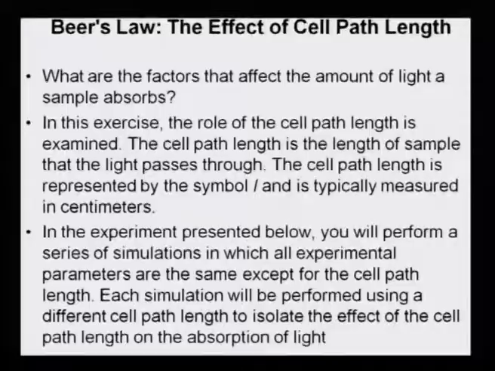Beer's law, the effect of cell path length. What are the factors that affect the amount of light a sample absorbs? In this lecture, the role of cell path is examined. The cell path length is the length of sample that the light passes through. The cell path length is represented by the symbol L and is typically measured in centimeters.